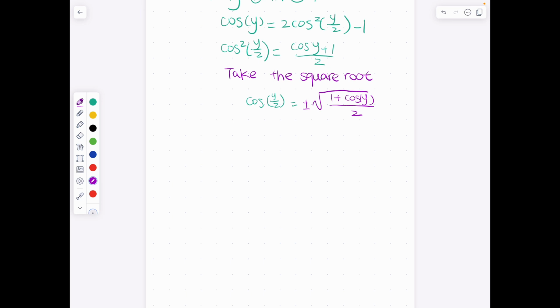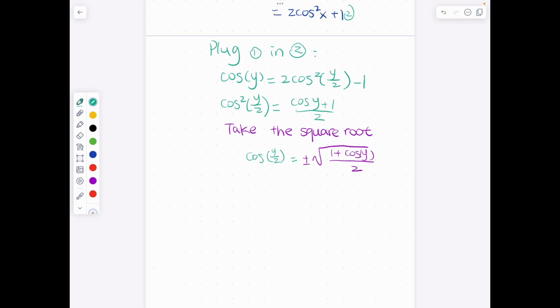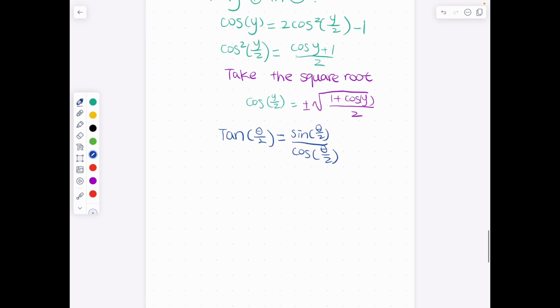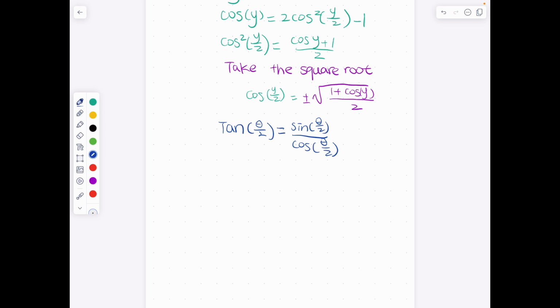So tangent of theta divided by 2 is equal to sine of theta divided by 2 over cosine of theta divided by 2. And what is that equal to? That's just equal to plus or minus the square root of 1 minus cosine of theta, over 1 plus cosine of theta. And we're done.